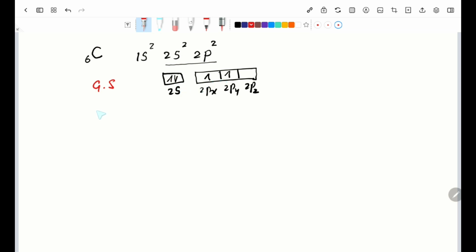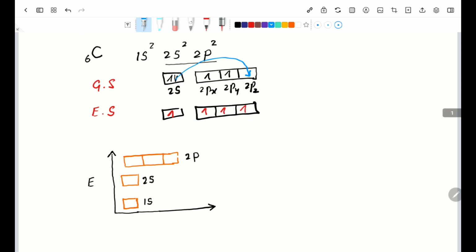Before hybridization, it goes to excited state. In excited state, one electron from s jumps into the empty p orbital. This electron jumps over here, and we get the electronic configuration now: 2s1, 2px1, 2py1, and 2pz1. If we draw these orbitals on energy diagram, you can see that 1s has 2 electrons at low energy, while 2s has 1 electron and has higher energy than 1s, and 2p is the highest energy subshell and it has now 3 electrons in each of its orbitals.